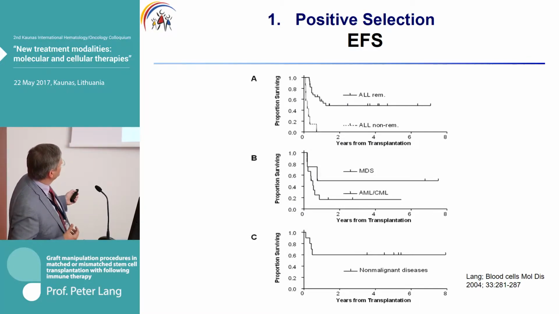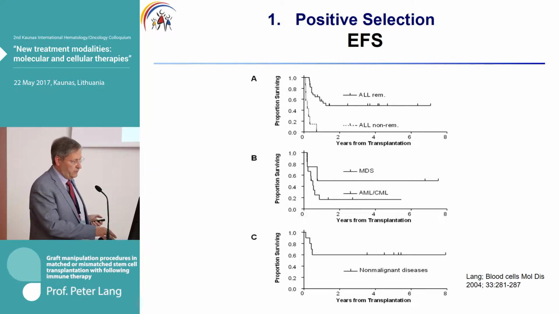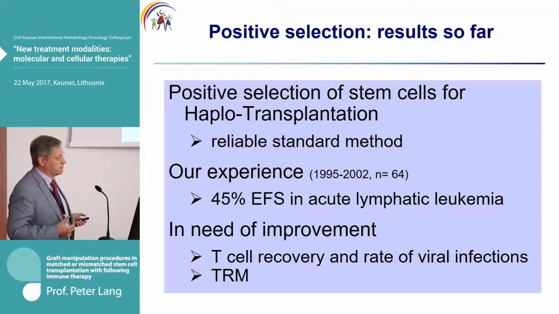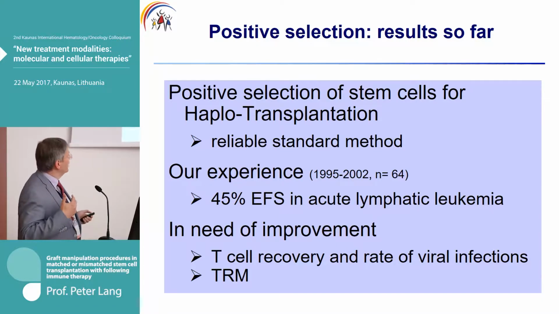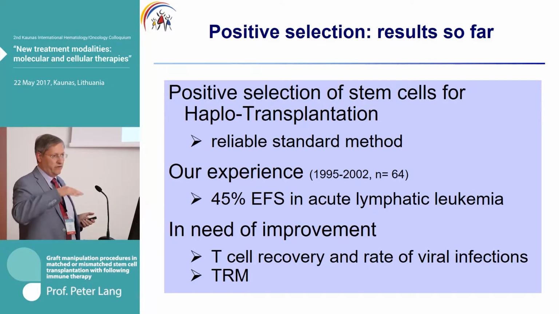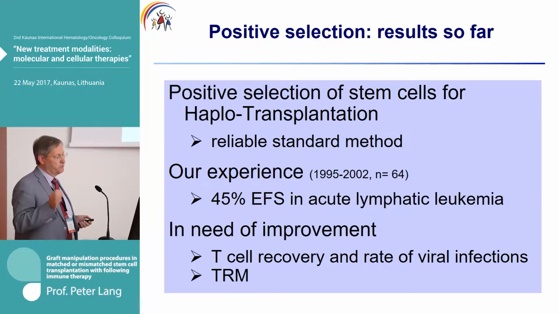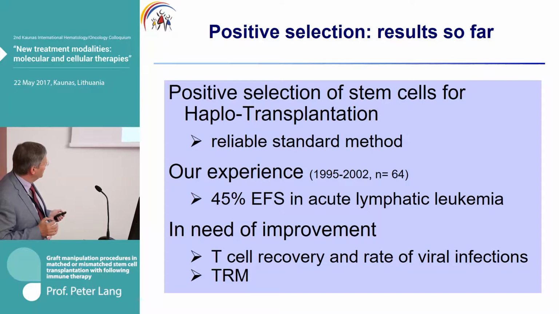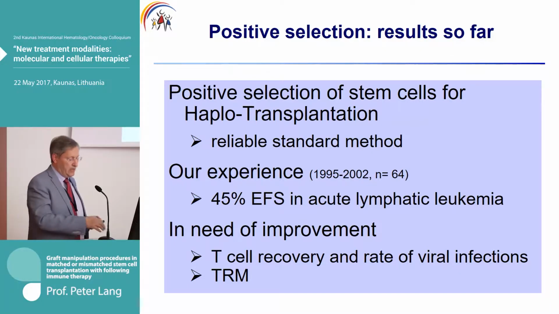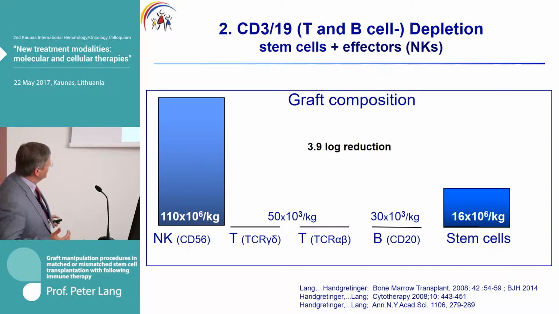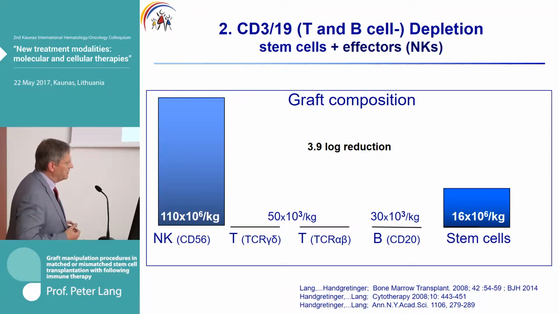This is the outcome. Our biggest patient group are patients with ALL, and we could find a nice survival of about 45%. So the positive selection results so far: it is still a reliable standard method. In our experience, we found a 45% EFS for pediatric patients. However, in need of improvement were the T cell recovery, the rate of viral infections, and also the transplant-related mortality. So we switched to our second model, the CD3, CD19 depletion.